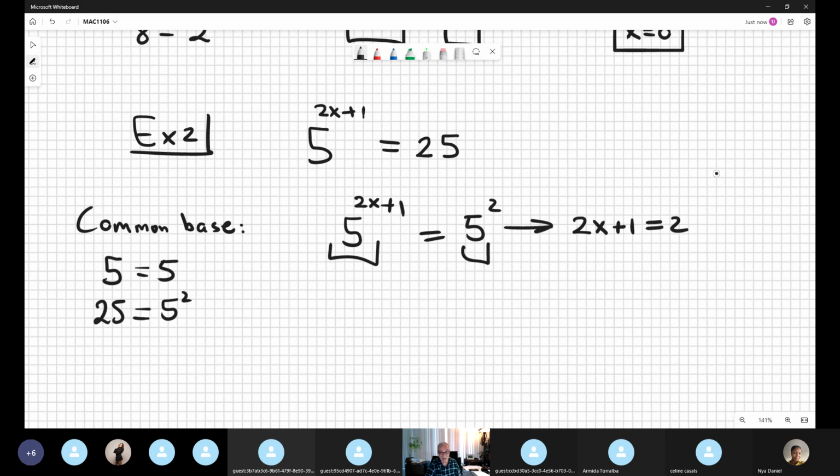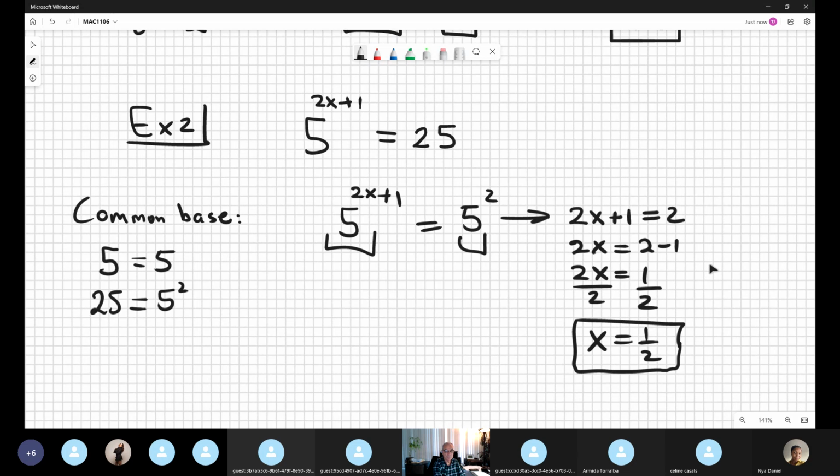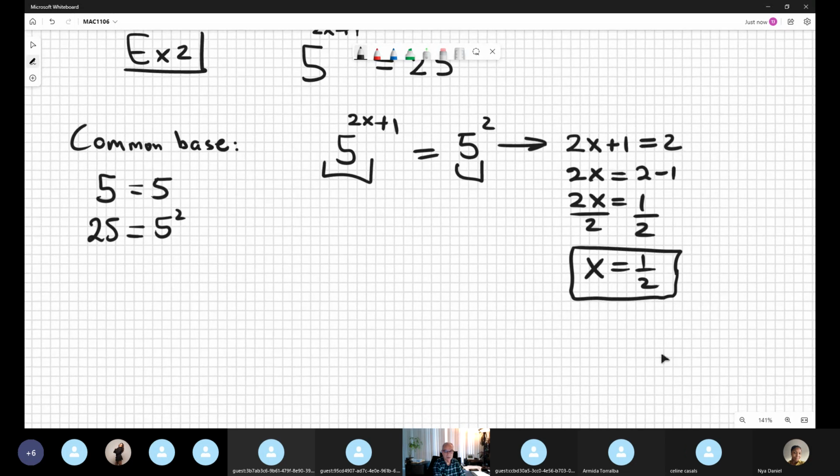And magically, this is science fiction, this is magic, you convert the exponential equation to a linear equation. And the exponential disappears. Now the rest is easy. 2x is equal to 2 minus 1, which is 1. Divided by 2 on both sides. x equals 1/2. Bam! This is my answer. The answer of this equation is 1/2. You get the idea? Do you understand the strategy?